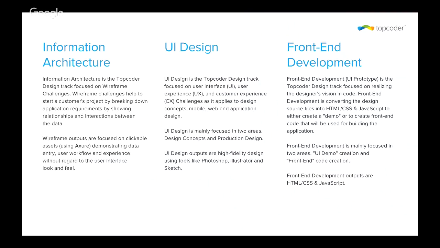The Topcoder design community is really broken down into 3 sections: information architecture, UI design, and front-end development. Information architecture is all about wireframes. So, more UX, outlining or wireframing out how a website can function. How do the pages link together? What is the main functionality of a site?